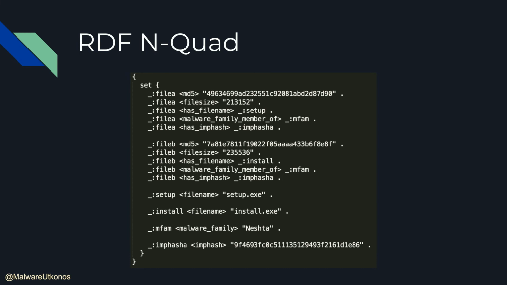each one of those blocks of text is a node. And then you'll see some of these right here. So the has file name, malware family, member of, those are called edges. And so everything in a graph is either a node or an edge. Very simple. So you've got nodes and how they're related to each other.